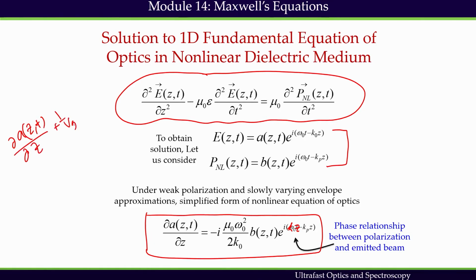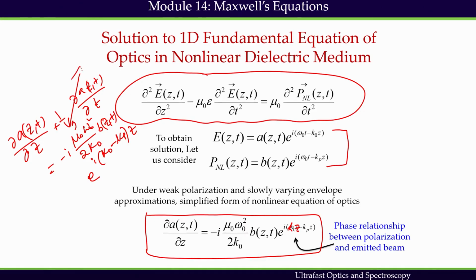Plus 1 by Vg del T equals minus i omega naught square mu naught omega naught square divided by 2 k naught bzt e to the power i k naught minus kp z. So, this was the expression we have got finally. Then what we will do is that we will turn off this time dependent part and we will just look at the space dependent component.